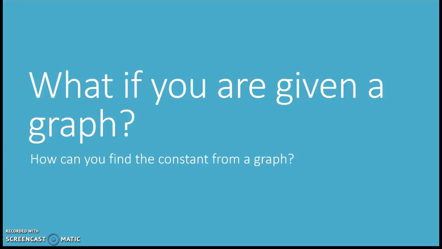Okay, guys, so today we're continuing proportional relationships. And yesterday we took a situation and we created a table and then a graph. Well, today we're going to go backwards. We're going to say, what if you're given a graph? How can you find the constant from a graph?